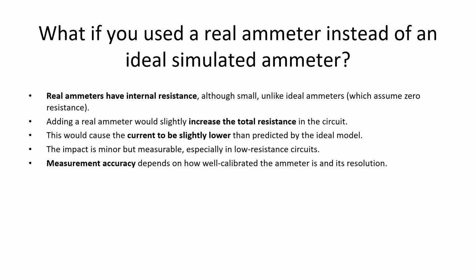Our first what-if question was, what if you used a real ammeter instead of an ideal simulated ammeter? We touched on this before, but basically real ammeters have internal resistance, and although it's small, it can still change the current. Adding a real ammeter would slightly increase the total resistance of the circuit, and that would cause the current to be slightly lower than predicted. The impact is minor but measurable, especially in low resistance circuits. Measurement accuracy depends on how calibrated the ammeter is and its resolution.